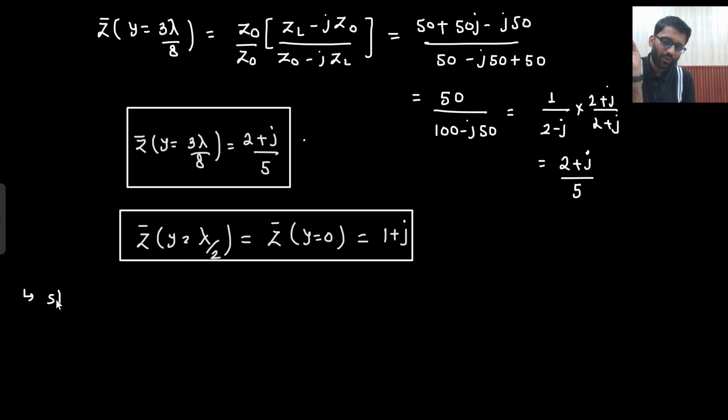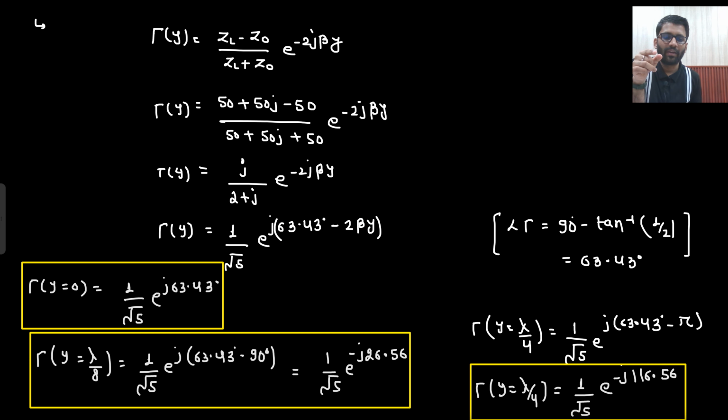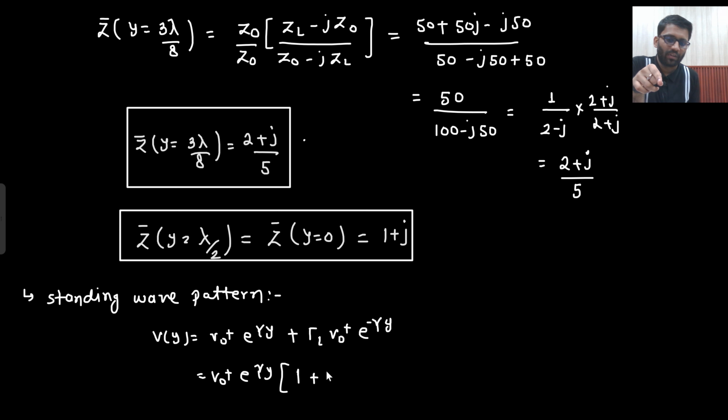Now what we need to do? We need to make a standing wave pattern. So for the standing wave pattern, what do we write? We write V(y), which is V0 plus e to the power gamma y, plus gamma L V0 plus e to the power minus gamma y. So from here you take V0 plus e to the power gamma y common, 1 plus, what is the value of gamma L here? Gamma L is 1 by under root 5 e to the power j 63.43, and here minus 2 gamma y will be there.